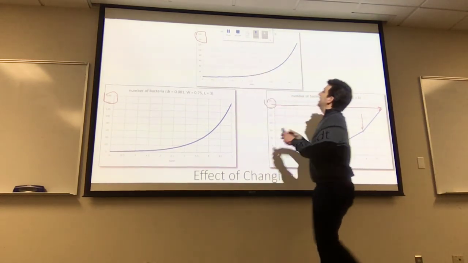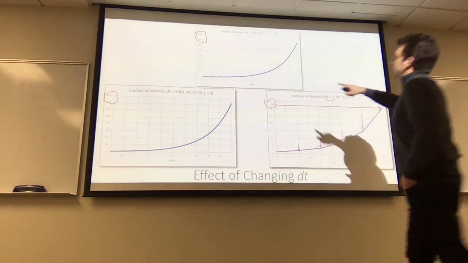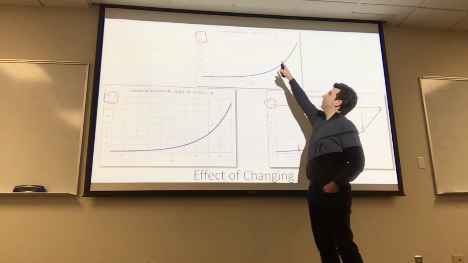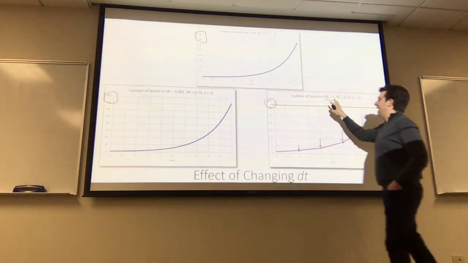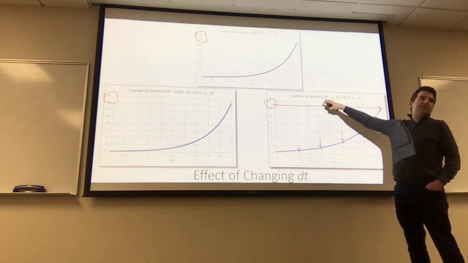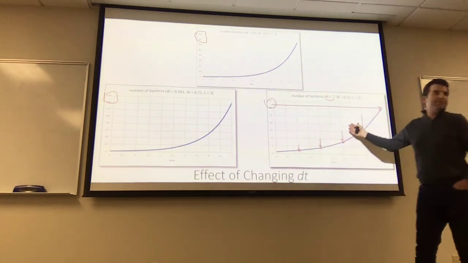So that's the idea: you have to choose your DT values to be much smaller than the time scale of your system. The fastest thing that happens in our system is the birth rate at 0.75 time units. Because the birth rate takes less than a second, it's really important not to simulate over the birth rate, because I'm going to miss a bunch of births. And that's the reason why these two look the same, but this one looks different.